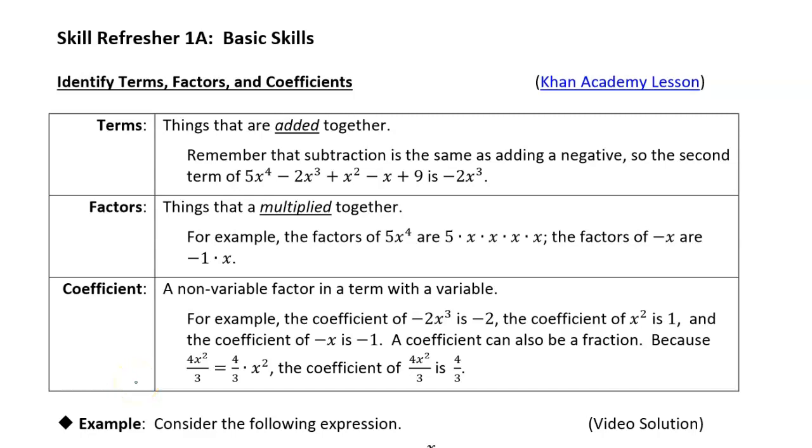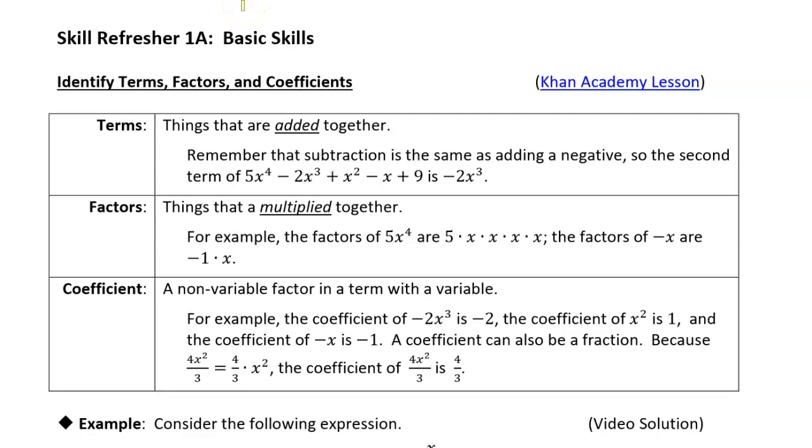All right, this first skill is just some vocabulary. I want to make sure that you understand the words that we're going to be using to describe expressions. So the words are terms, factors, and coefficients. So terms are things that are added together.